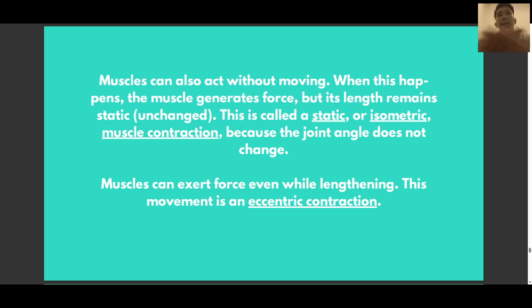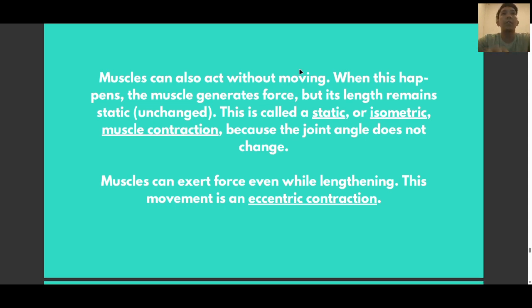So if enough motor units can be recruited to produce sufficient force to overcome the resistance, a static contraction can become a dynamic one. Okay, remember that. Also remember that muscles can exert force even while lengthening. So this movement is an eccentric contraction. Because joint movement occurs, this is also a dynamic contraction.